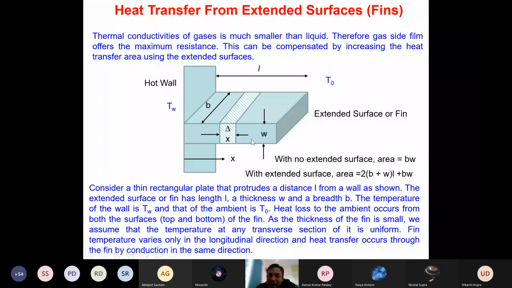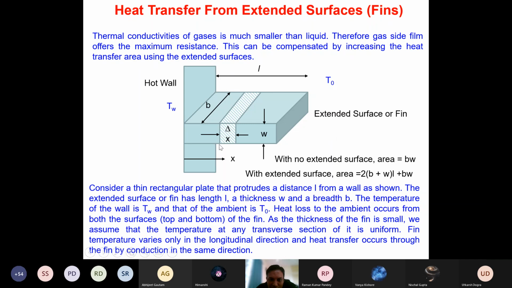Yes, sir. Ultimately, I want to design the fin in such a way that whatever heat is added from the base end should get dissipated by the time I reach the end of the fin. Then and only then is the purpose of the fin served, isn't it? What is the purpose of the fin? The purpose of the fin is that all the heat which the base wall is giving should get dissipated till the end. And that I can have only if I am increasing the length here, isn't it?